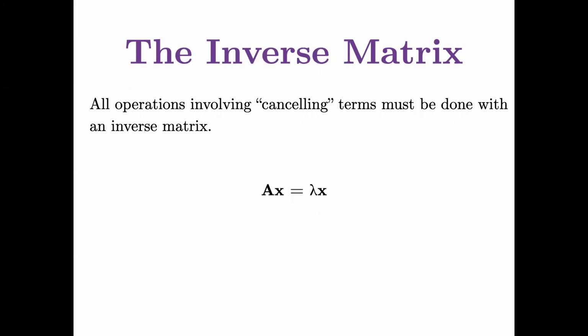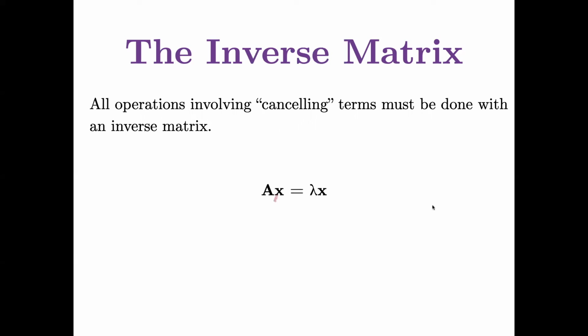Now, it's important to realize that any time you perform an operation that involves canceling terms, it must be done with an inverse matrix. For instance, if I have this equation in linear algebra, Ax equals lambda x, I can infer that A is a matrix because it's capital and boldfaced, x is a vector, also boldfaced but lowercase, and lambda is just a scalar number. It's not bold, and typically we use Greek letters to be scalars.